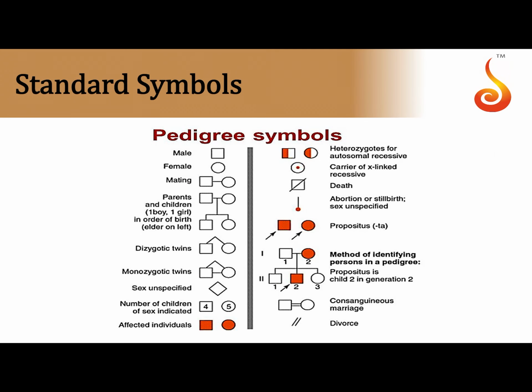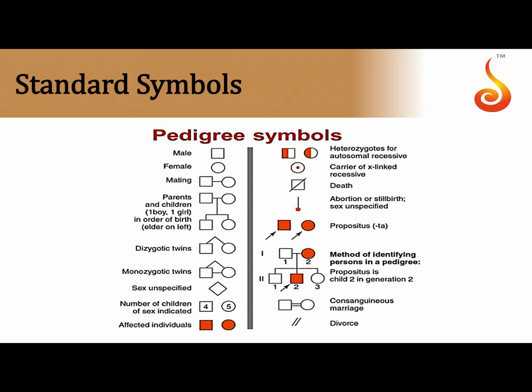So these are some of the standard symbols that we would use in order to represent a pedigree chart. You know that a pedigree chart is a graphical representation where we can trace the inheritance of a specific trait down the generations in the form of a family tree.